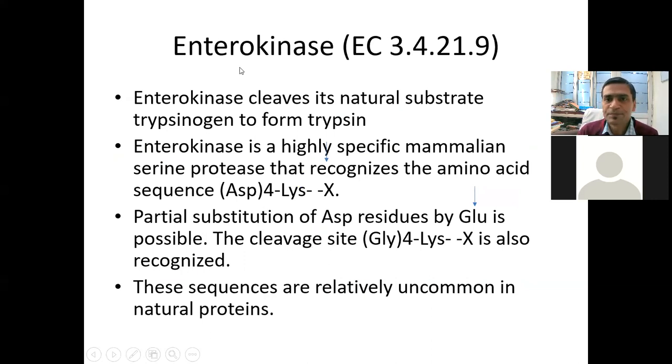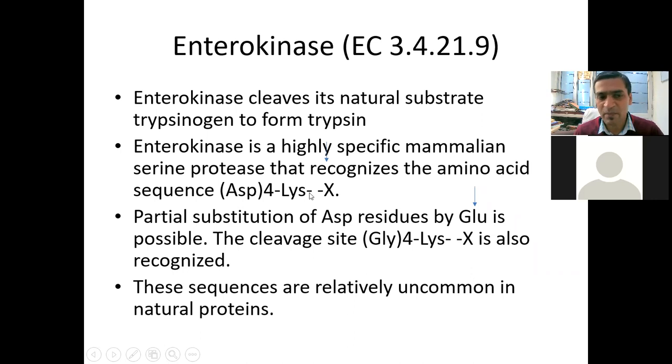About enterokinase. What is this? The enterokinase enzyme, as we all know, cleaves its natural substrate, trypsinogen, to form trypsin. In our intestine, trypsinogen is there, and it is a pre-protein kind of structure. To make active trypsin from this, it needs to be cleaved by an enzyme, and that enzyme is enterokinase. In some of the literature, you will also find it called enteropeptidase or enteroprotease.